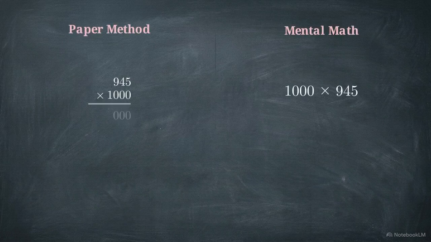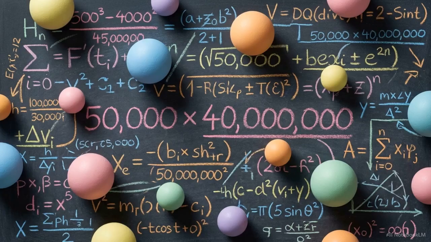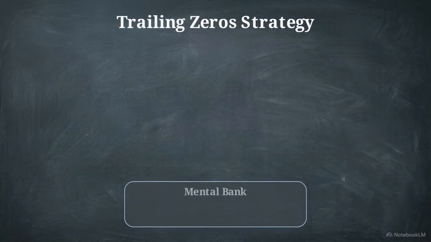Look at this calculation. Setting up 1,000 times 945 on paper forces you into a tedious stack of zeros and shifting rows. But mentally, it is just the number 945 with 3 zeros tacked onto the end. Those trailing zeros create a false sense of cognitive overload. They look heavy, but they are just empty placeholders. We are going to learn how to mentally detach, store, and return these placeholders to solve massive problems in seconds.